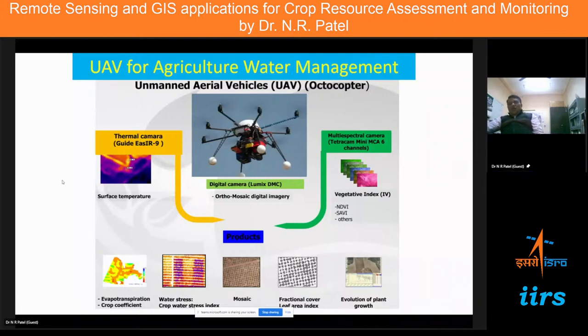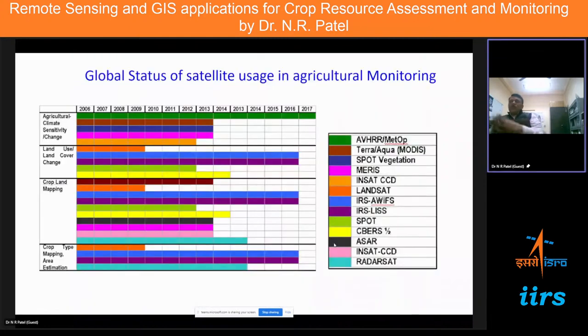the latest technology. If a thermal camera is on board, we can get surface temperature, which can be further useful for evapotranspiration and crop water stress detection, even at the field level. You can assess crop water stress and other things with the UAV. Overall, in India and globally, a large number of applications are being realized.